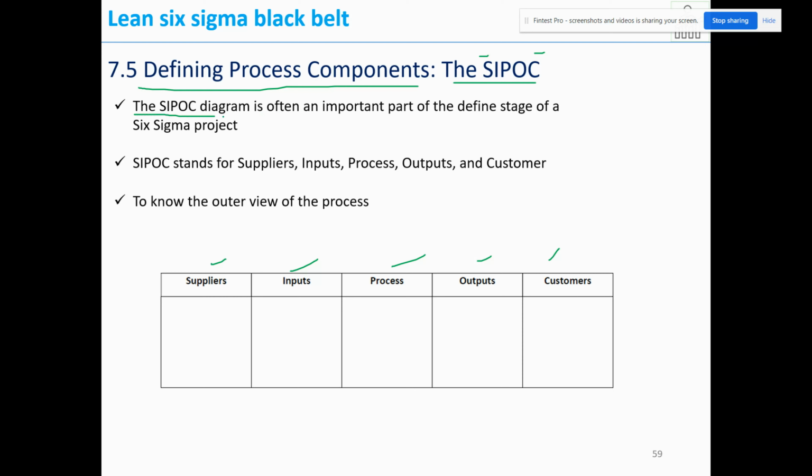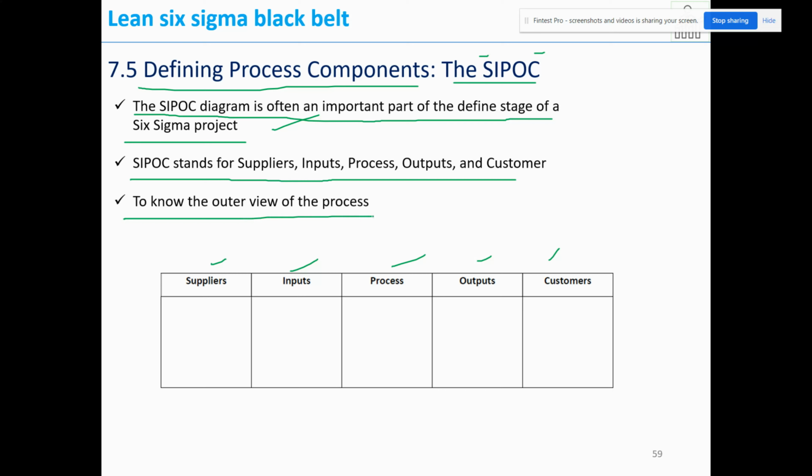The SIPOC diagram is often an important part of the define stage of a Six Sigma project. SIPOC stands for suppliers, inputs, process, outputs, and customers, to know the outer view of the process. What is this? To know the outer view of the process. Overall, we can say the type of project we have taken, this is the process of the project. We can overview and see, it's an outlook view.